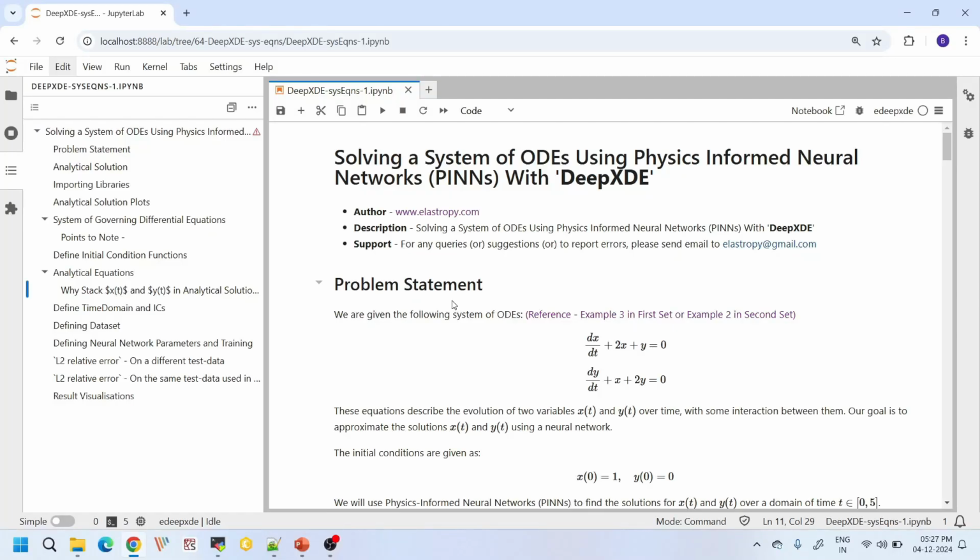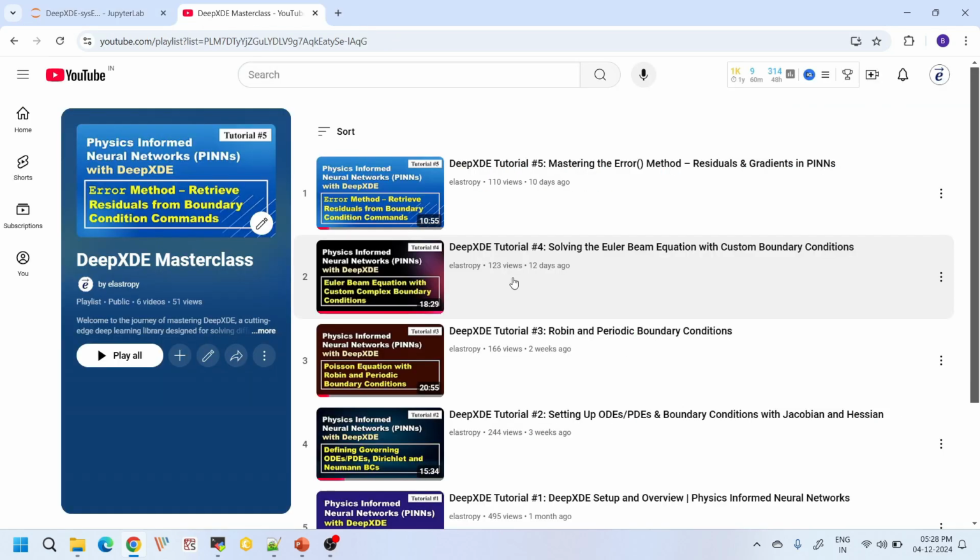Today we are diving into another exciting topic, that is solving a system of ordinary differential equations using physics-informed neural networks with the DeepXDE library. This tutorial is a part of our tutorial series on physics-informed neural networks. So this is our series.